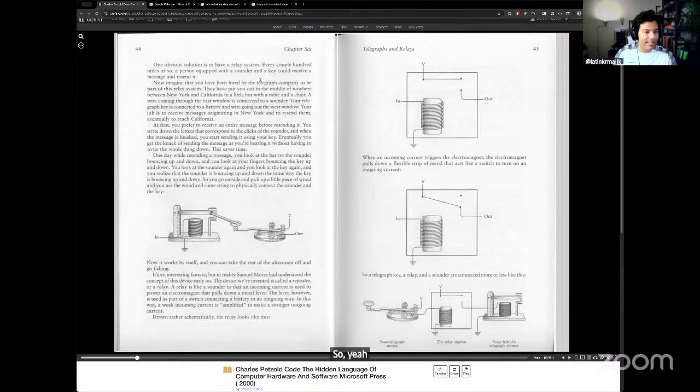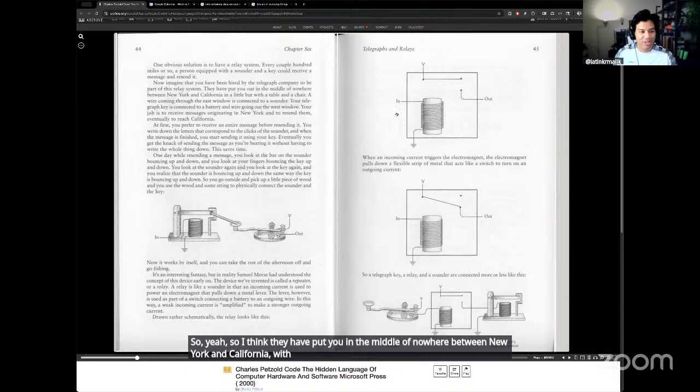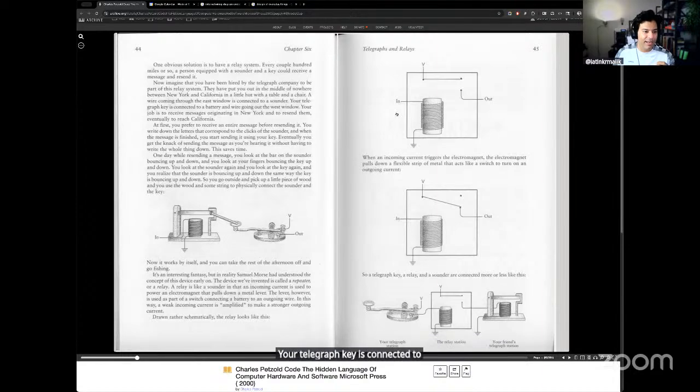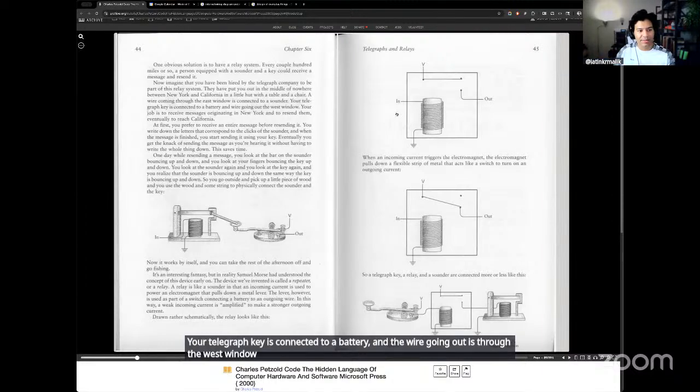So yeah, I think they have put you in the middle of nowhere between New York and California with a little hut, a table and a chair. A wire coming through the east window is connected to a sounder. Your telegraph key is connected to a battery, and the wire going out is through the west window. Your job is to receive the messages originating in New York and to send them eventually to reach California.